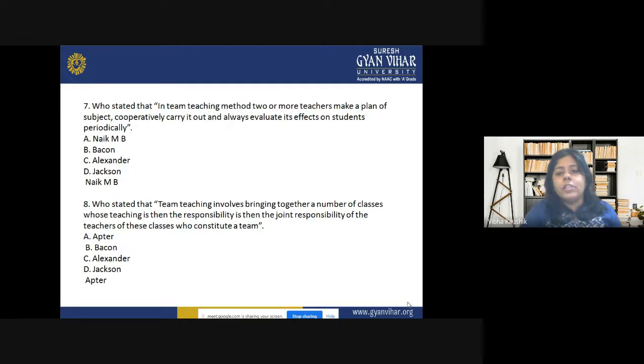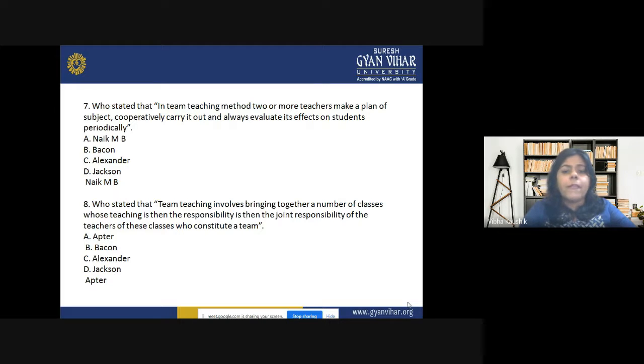Two or more teachers make a plan, which means they are involved in making a plan for a particular subject which they are teaching. They cooperatively carry it out together, which means execution of the plan, and always evaluate its effect on students. They also evaluate how much students have learned of a particular subject.